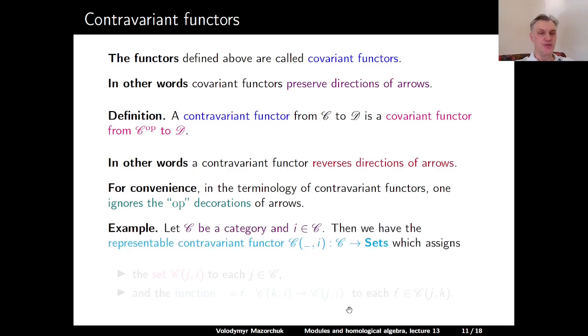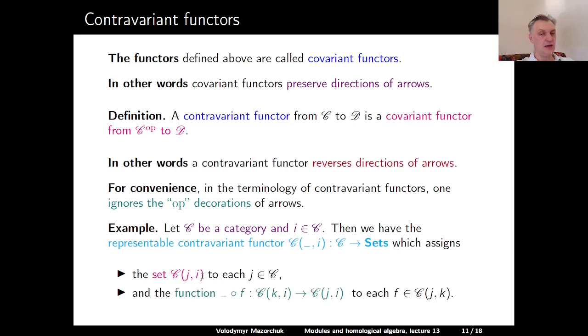So here is a nice example. If C is a category and I is a fixed object in C, then we have the representable contravariant functor C(-, I), which starts from the category C and goes to the category of sets. So this functor assigns to an object j in C the set of all morphisms in C from j to I, and it assigns to a morphism f in C from j to k the function of composition of f before something, where the something is taken from C(k, I), and then this function goes to C(j, I).